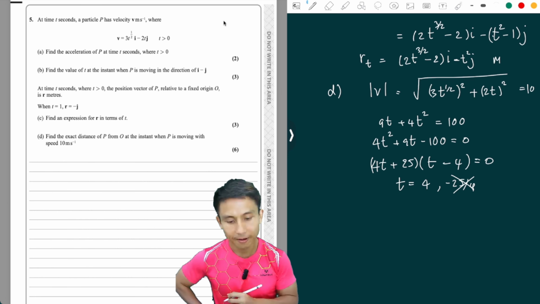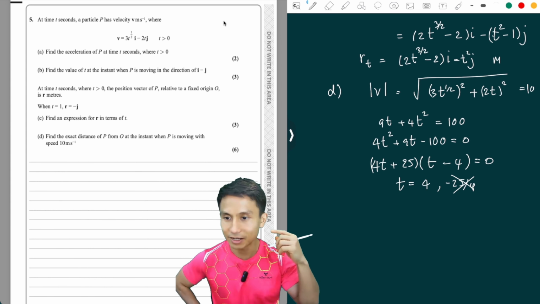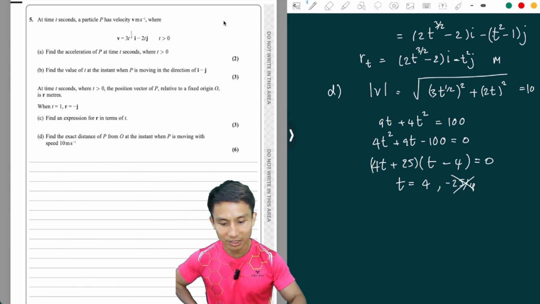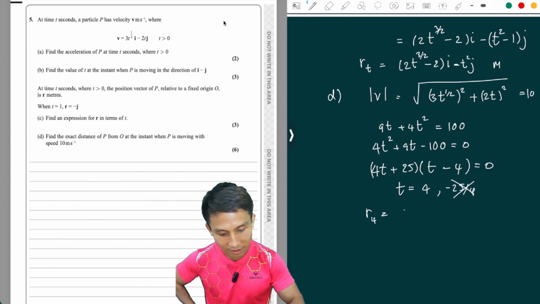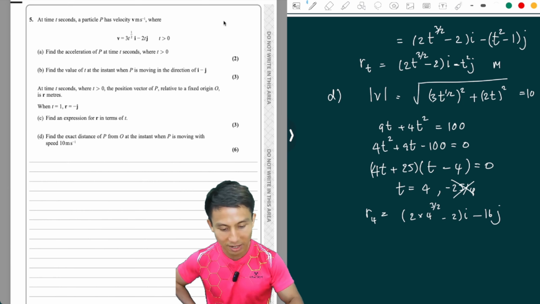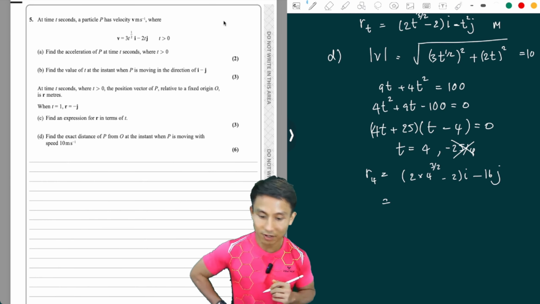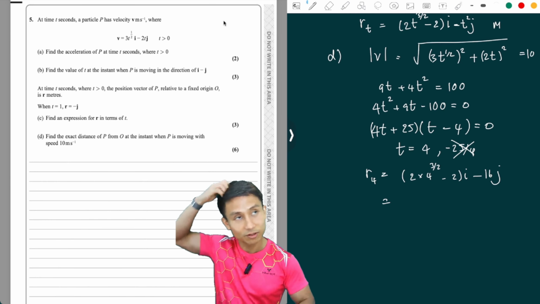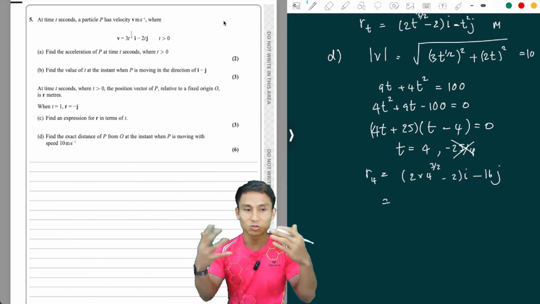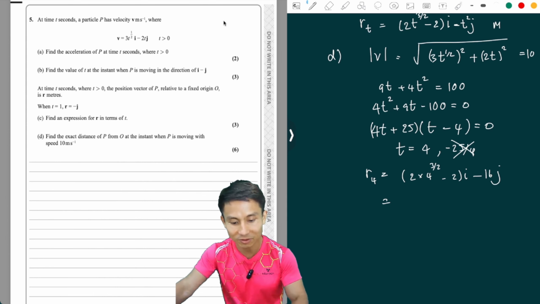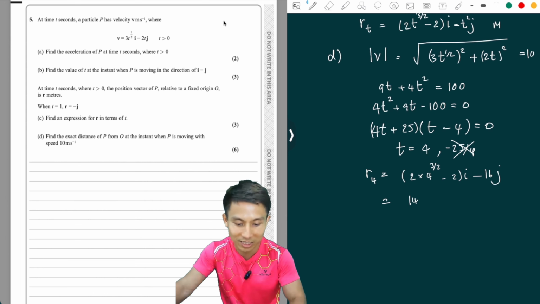And then we're going to use this time to find the r at t equals 4. So we're going to use this equation we found earlier. That's going to be 2 times 4 to the power of 3 over 2 minus 2 i minus 4 to the 2, which is 16j. And work out that vector. 4 to the power of a half, we get 2 first. And then 2 to the power of 3 is 8. 8 times 2 is 16. 16 minus 2 is 14.